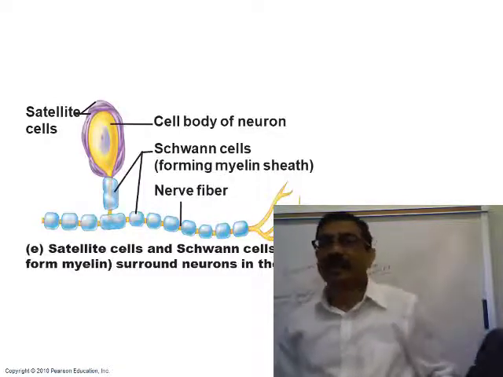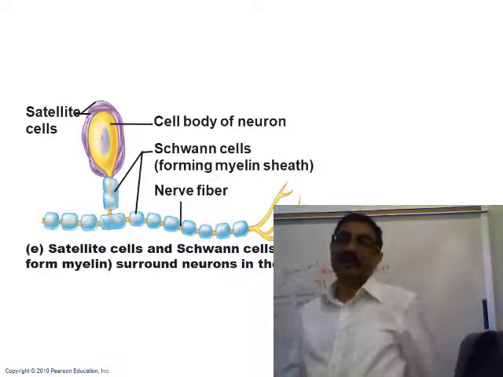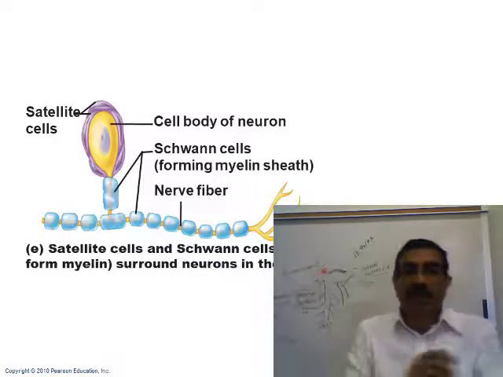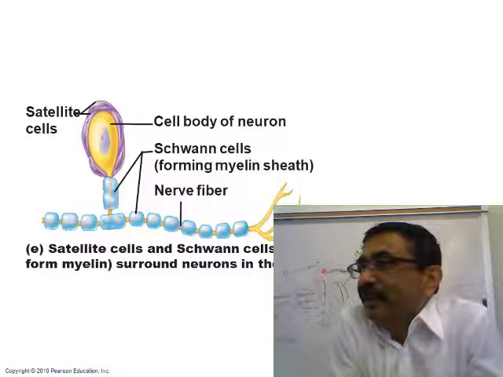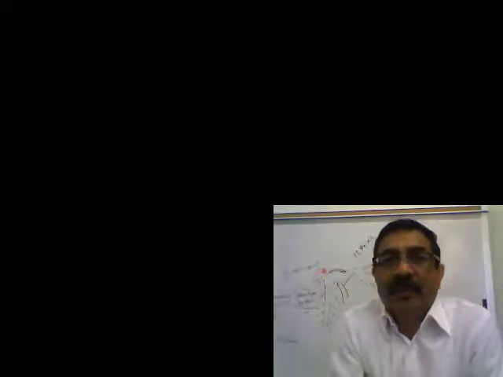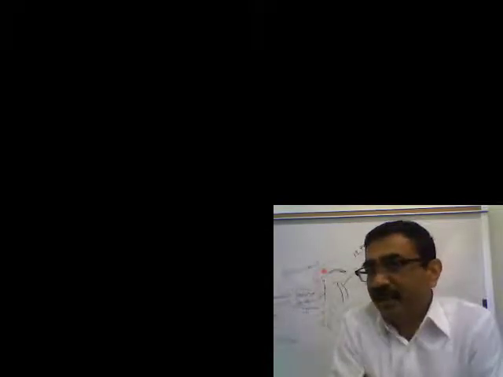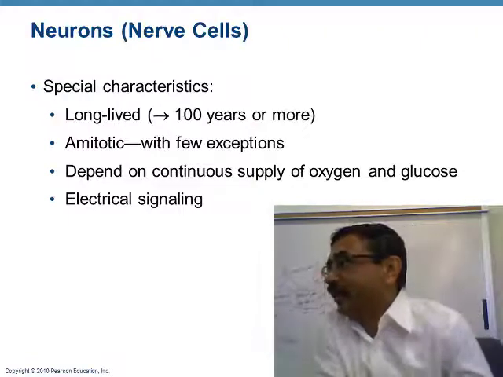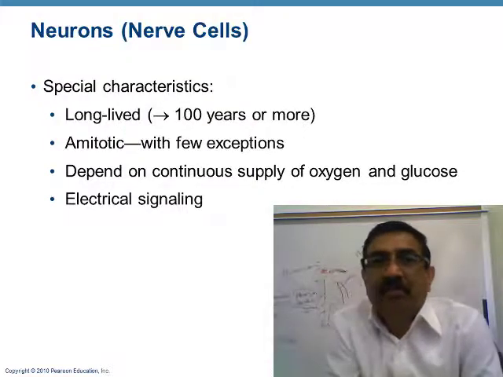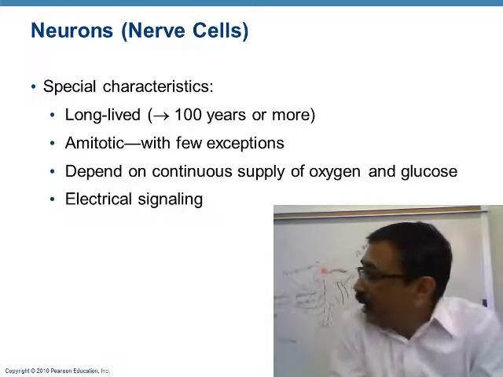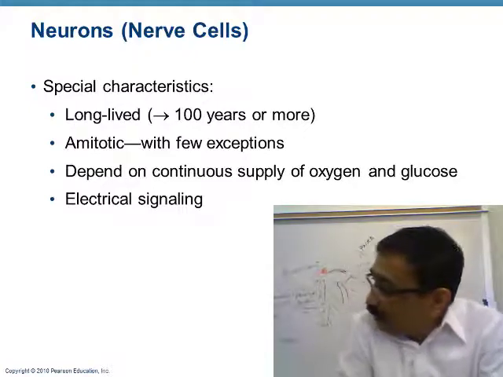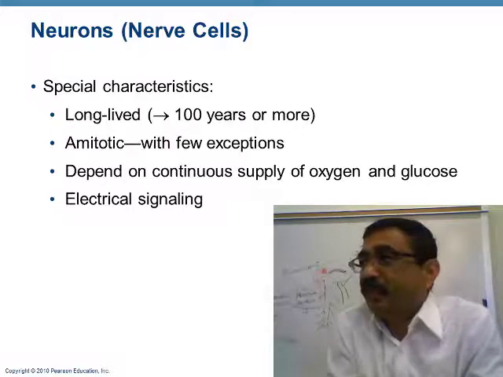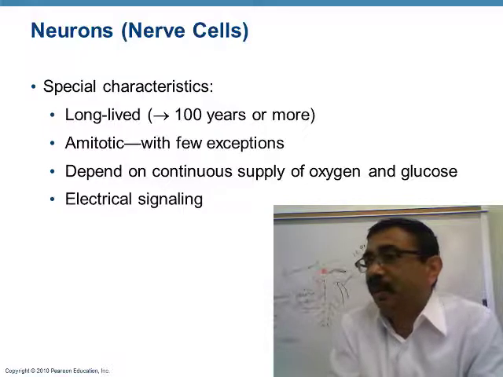Now we'll see the main cells. Those are the neurons. Neurons are different than the other cells of your body. Quite different. How they are different? Because they have some special characteristics. Make sense? They are different. What are those special characteristics the neurons have? Neurons are long-lived. They can stay alive for 100 years or longer.